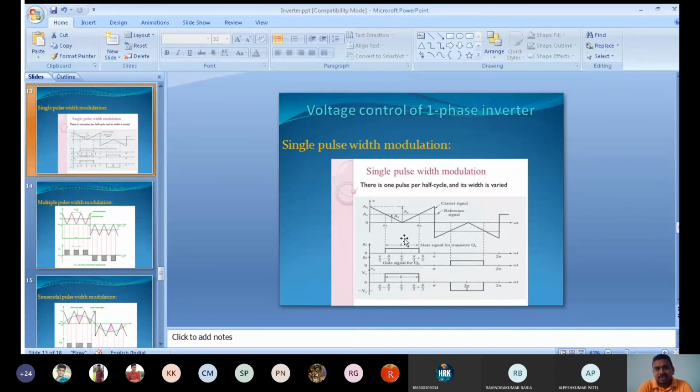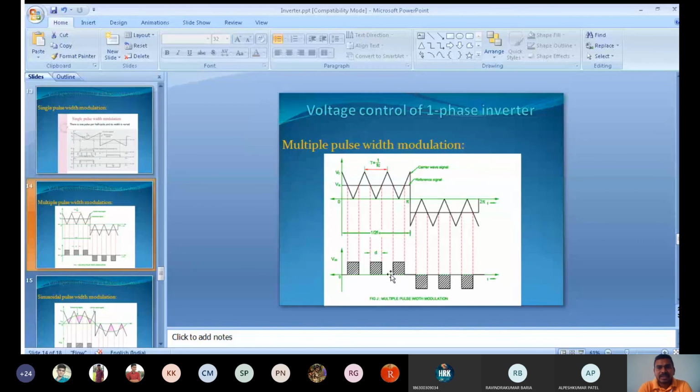So in single pulse width modulation, in each half cycle only one pulse is generated, and the width of the pulse depends on the magnitude of the carrier and the magnitude of the reference signal. The frequency of the output voltage also depends on the frequency of the reference signal.